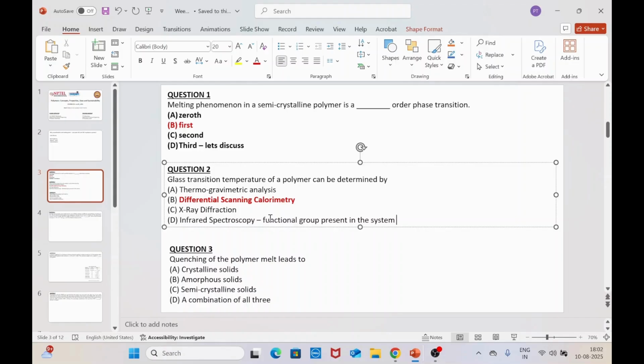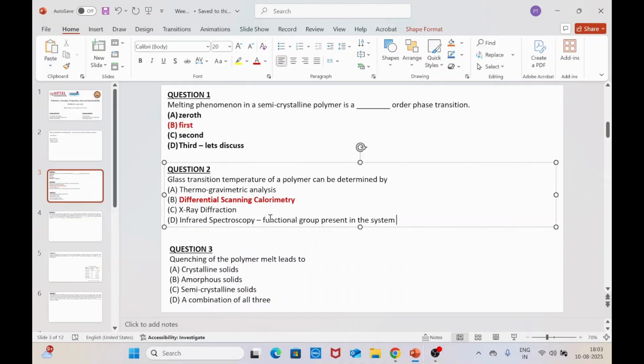Similar to infrared spectroscopy, you have X-ray diffraction, wherein X-rays hit the sample, and depending upon the crystalline domains and the planes present in the system, the X-rays get diffracted. The diffracted X-rays are captured by a goniometer, and depending upon that, we get whether the sample is crystalline and then the crystallinity percentage.